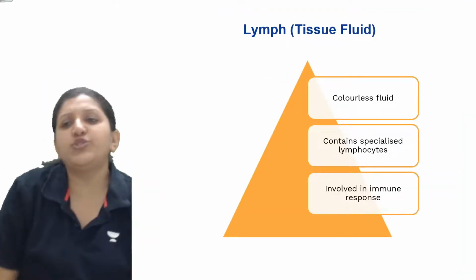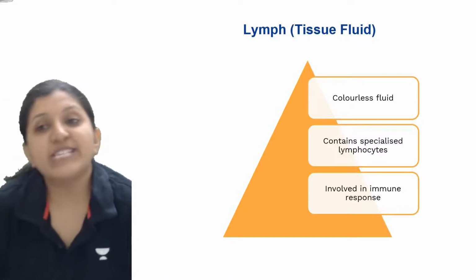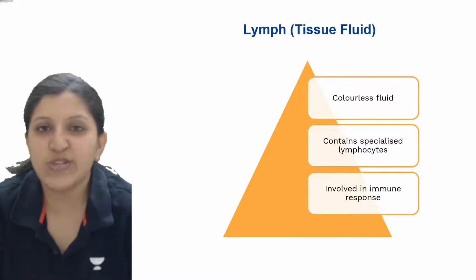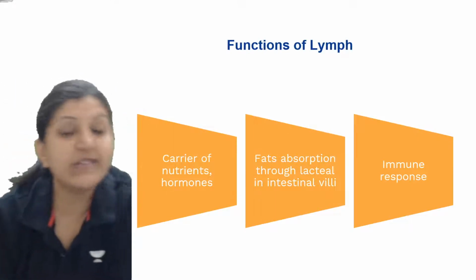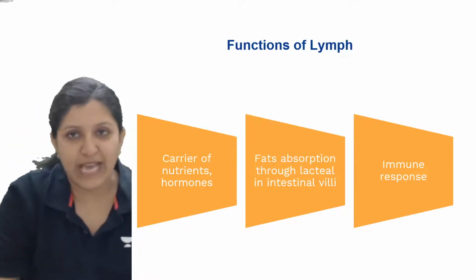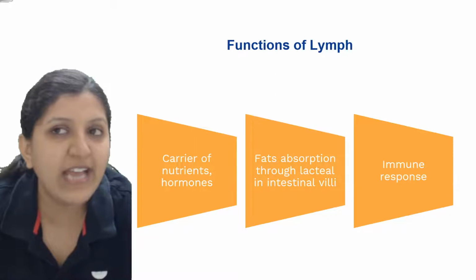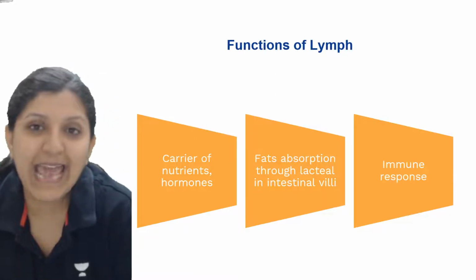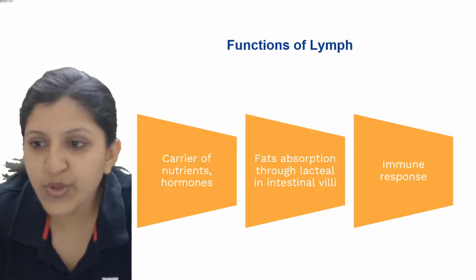So lymph is tissue fluid as mentioned. As usual, it is a colorless fluid and it has specialized lymphocytes as well. Okay, that is the WBC itself, involved in the immune response. So the functions of lymph: carrying nutrients, hormone supply can also be done, and fat absorption through the lacteal, that is in the intestinal villi. You know that in the intestine, when digestion is done, the fatty acid and the glycerol get absorbed into the lacteal, that is the lymphatic vessel which is there in these villi. Another main function is immune response.